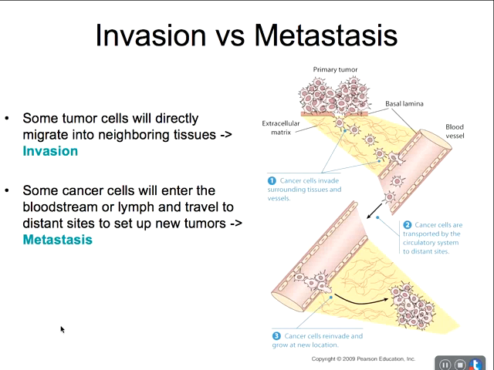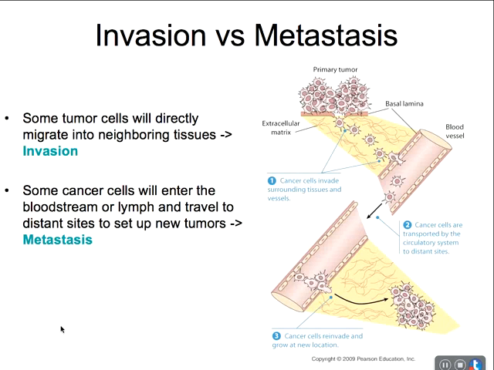Other cancer cells will actually enter into the bloodstream or the lymph and travel to distant sites to set up new tumors. That's called metastasis, where they're going to a new site long distance away in order to set up a new tumor. We're going to walk through this picture in several steps because it requires several different possibilities.